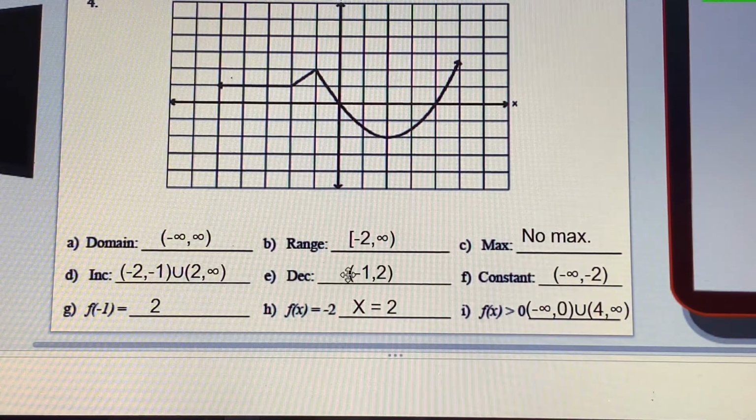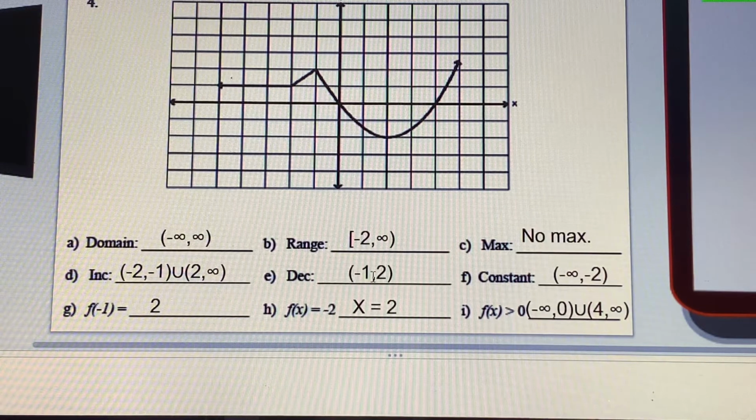The next part is asking you where it is decreasing. Okay, where is the graph going down from left to right? So from here all the way to here. Again, you're reading those x values at that point. Okay, so -1 all the way to 2. And you use parentheses for both of those.